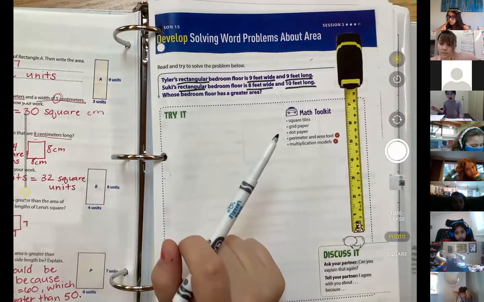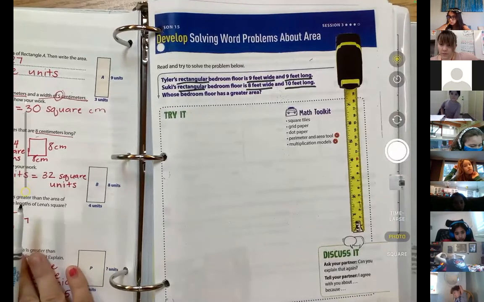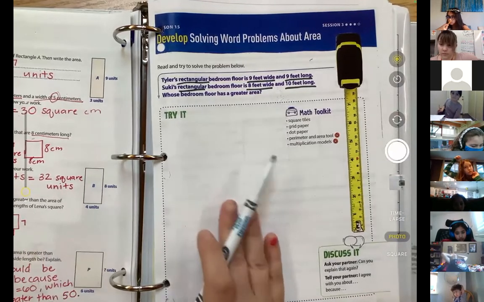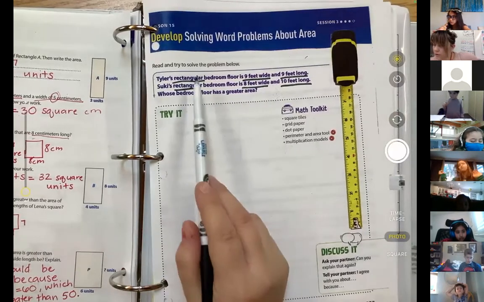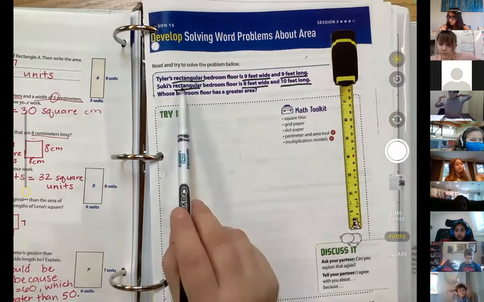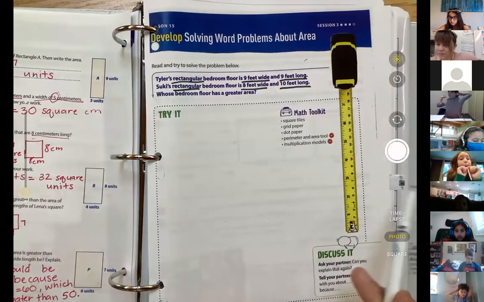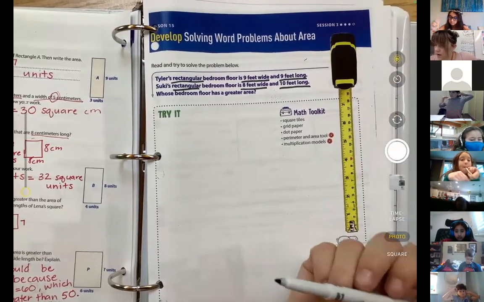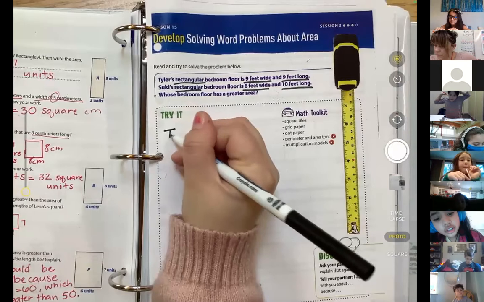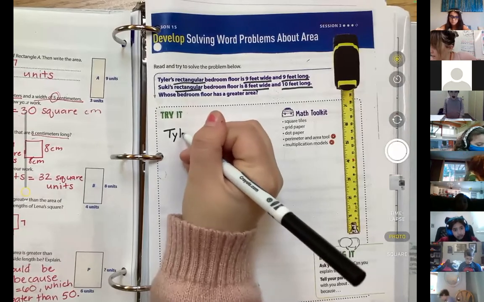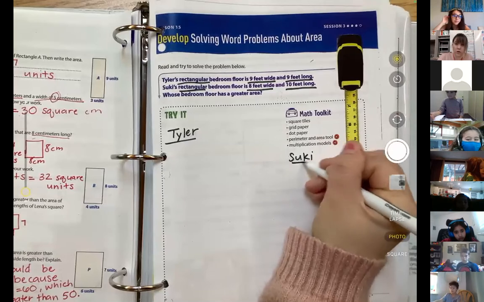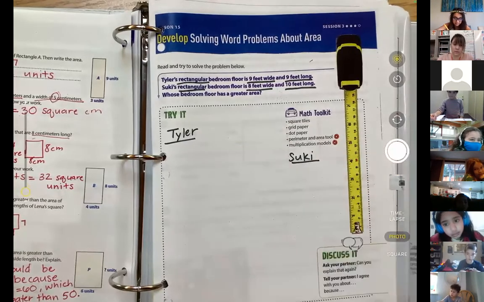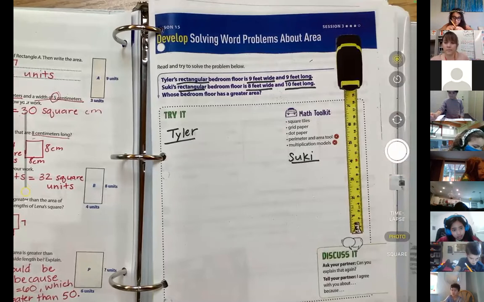Okay, that's what I want you guys doing now. I want you to try it on your own first. What do you think we should do? We need to find Tyler's bedroom floor and Suki's bedroom floor. Just a little hint if you wanted to, you might want to label them. So we'll do Tyler, and then maybe over here I'll do Suki, just to leave myself some room, right? So you're solving two different problems. I want you to try it on your own first.